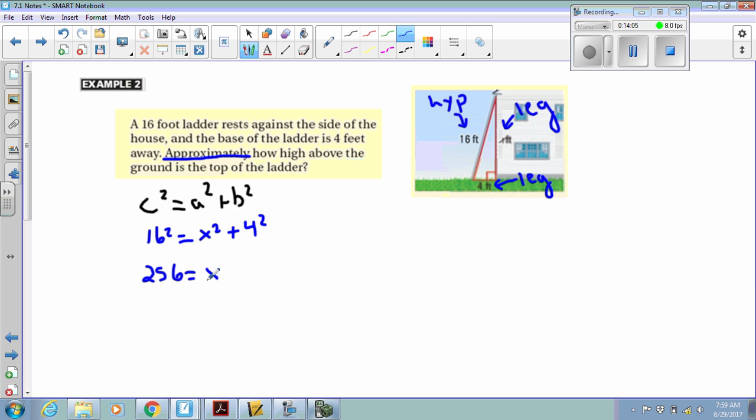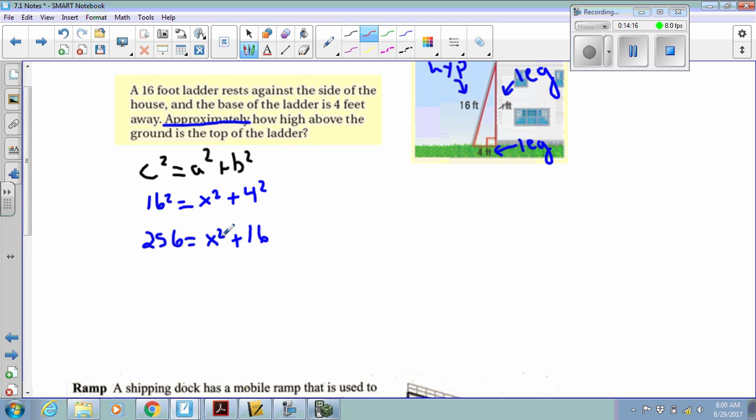So now I have x squared. And so now with my plus 4 squared, I got to calculate that. Really, you should know that. That should be 16. So now what I need to do, trying to solve for this x squared, is subtract 16 from both sides. Remember, we're trying to get that x squared all by itself, okay? So when I do that, I'm left with x squared on the right-hand side. On the left, I do 256 minus 16, and that should give me 240.